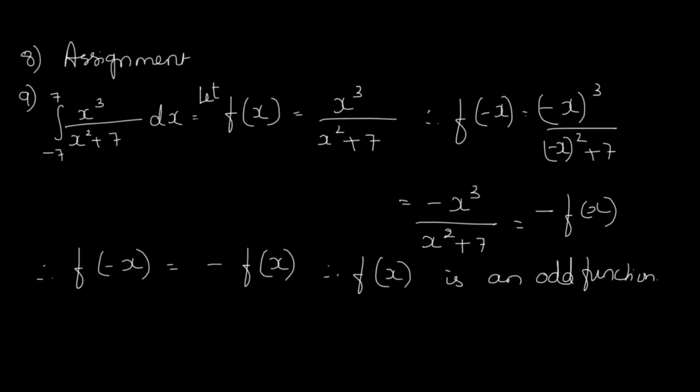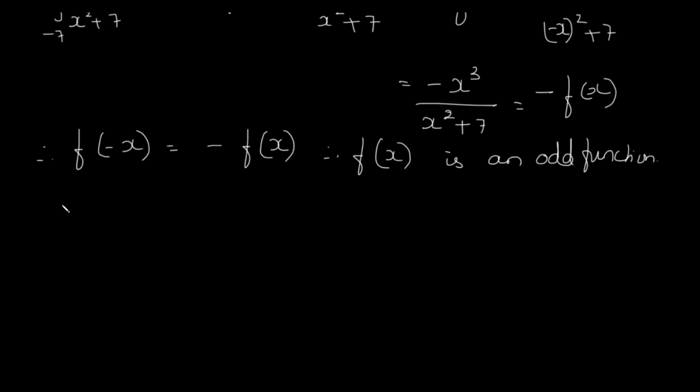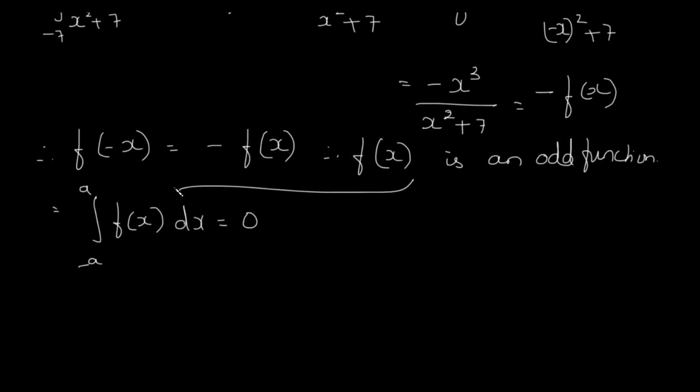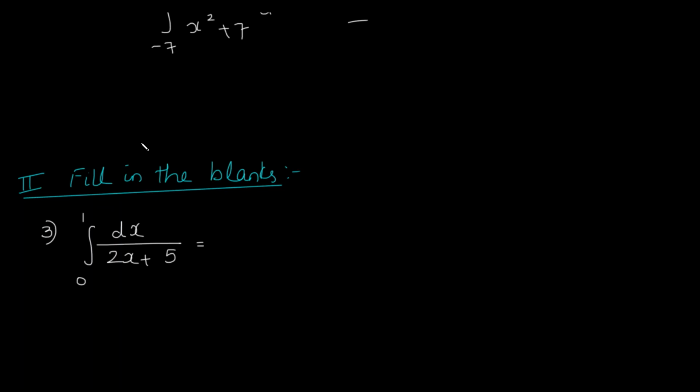So in such functions, when the function is odd, the integral from minus a to a, f(x) dx becomes 0 when f(x) is an odd function, that is it. So therefore our question, the integral of minus 7 to 7 of x cube upon x square plus 7 dx, this function being an odd function, the answer comes out as 0. So 0 is an option in your MCQ, so that you can write as the answer over there. The 10th MCQ has already been done in the exercise. So we go on to fill in the blanks.